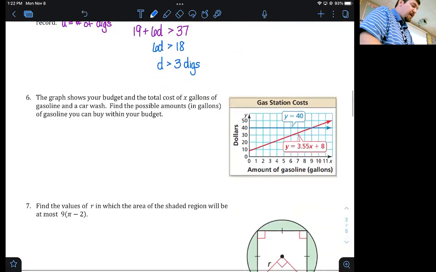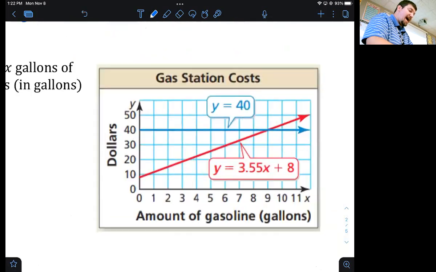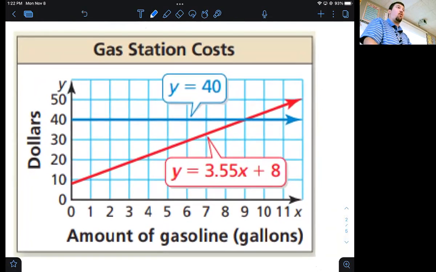Number 6, the graph shows your budget and the total cost of x gallons of gasoline and a car wash. It's a lot of information. So on the y-axis, by the way, this is a coordinate plane, for those of you wondering where we're going next chapter. This is a coordinate plane.